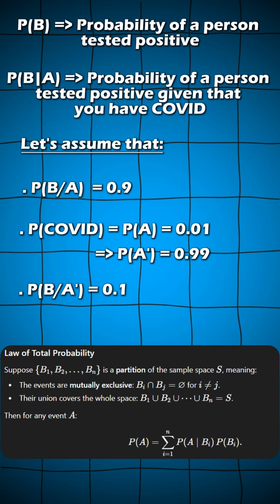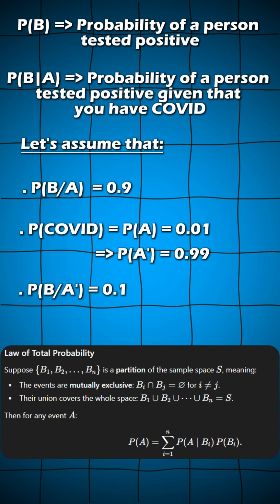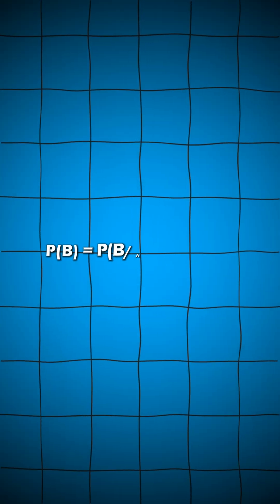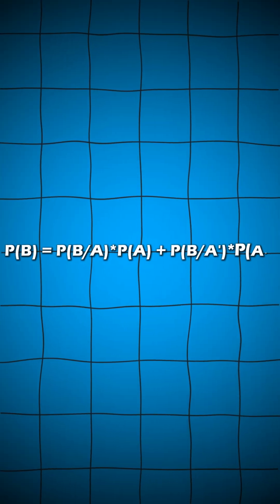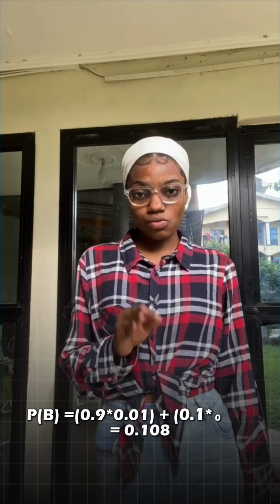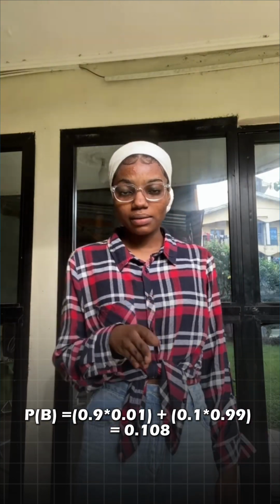The probability of having a positive test in general can be calculated using the law of total probability. Considering the partition having COVID and not having COVID, the law of total probability says that the probability for you to have a positive test is equal to P(B|A) times P(A) plus P(B|A') times P(A'). Substituting the data we have gives us 0.9 times 0.01 plus 0.1 times 0.99.